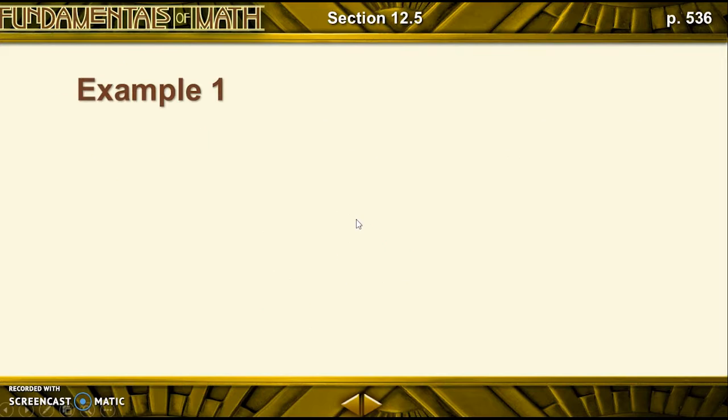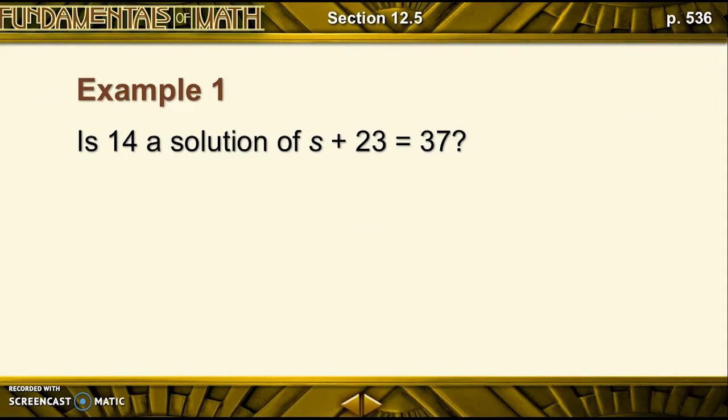So example 1. Is 14 a solution of s plus 23 equals 37? So all we're doing here is evaluating. We're taking out our s and we're substituting in a 14. 14 plus 23. So what we're wanting to do is get everything on this side to be equal to this side. And if it is, then it's a solution. If it's not equal when we're done, then it's not a solution.